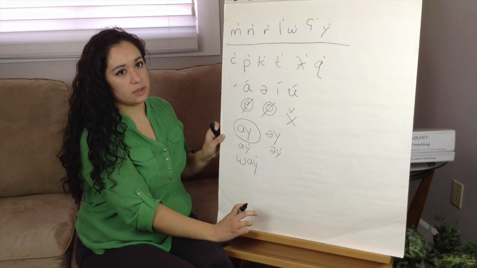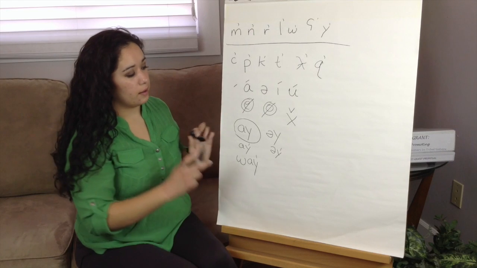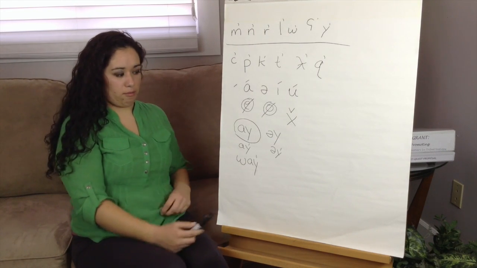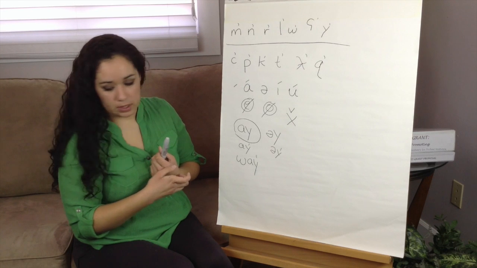I'm trying to think of Schwa, Y, A. Anyway, edit that out. What else is there?